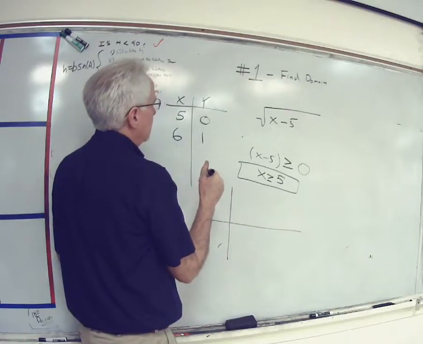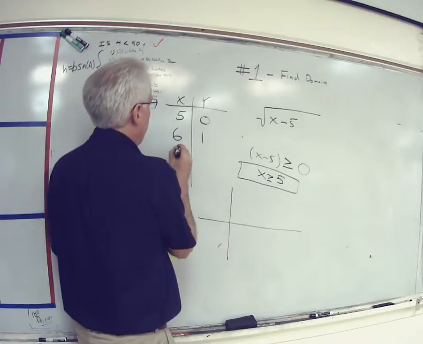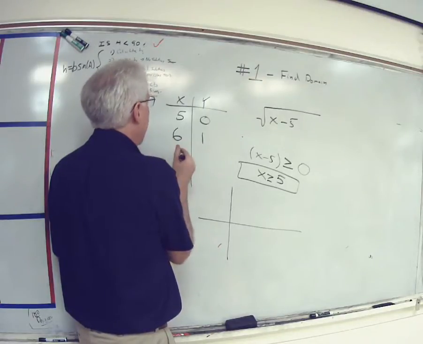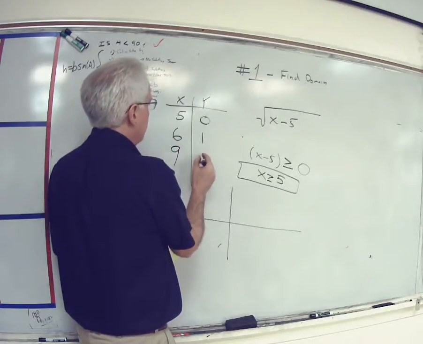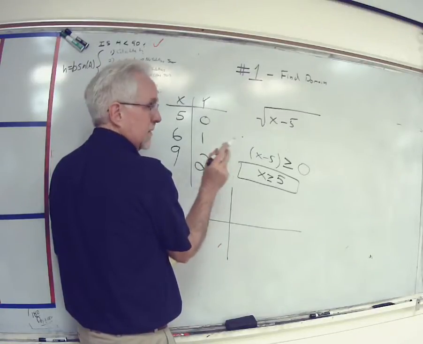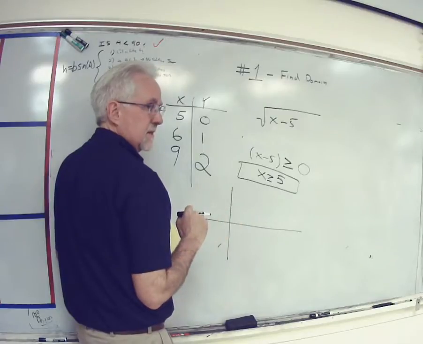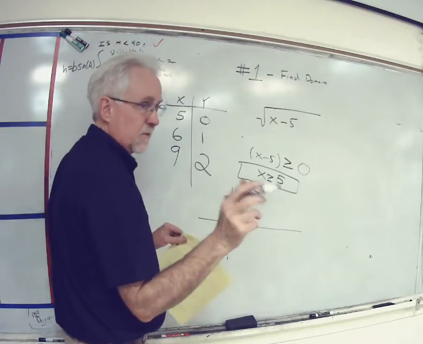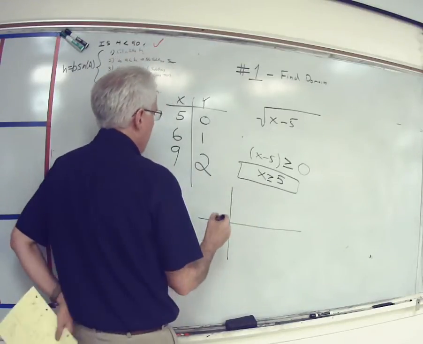9 minus 5 is 4. Okay, I want 4. So x is 9, and y is the square root of 4, which is 2. I just wasn't thinking about it: 9 minus 5 is 4. Square root of 4 is 2. Right.